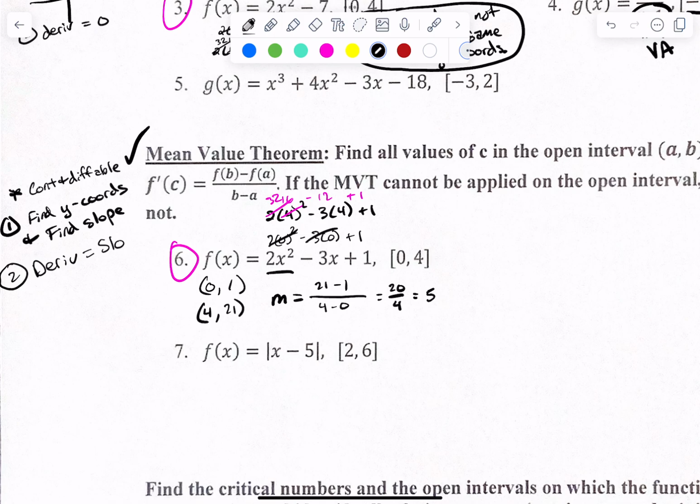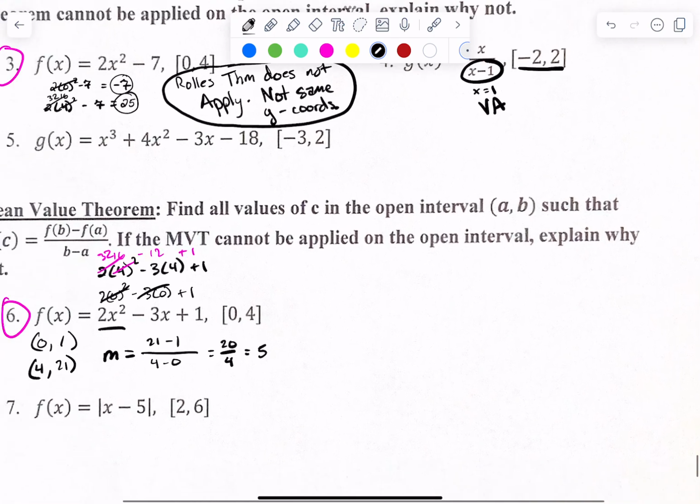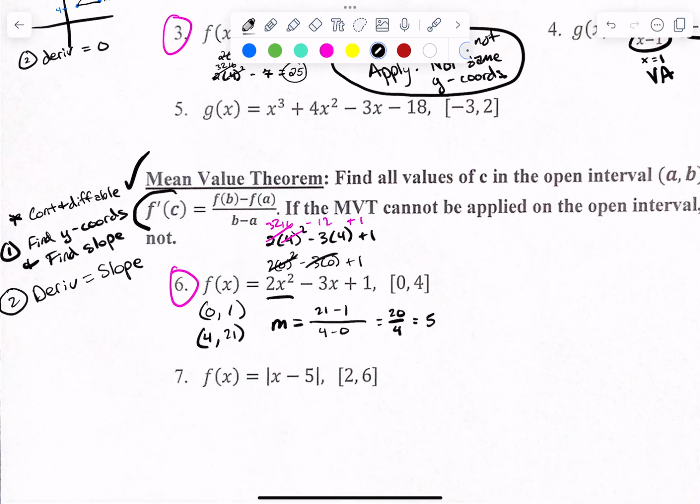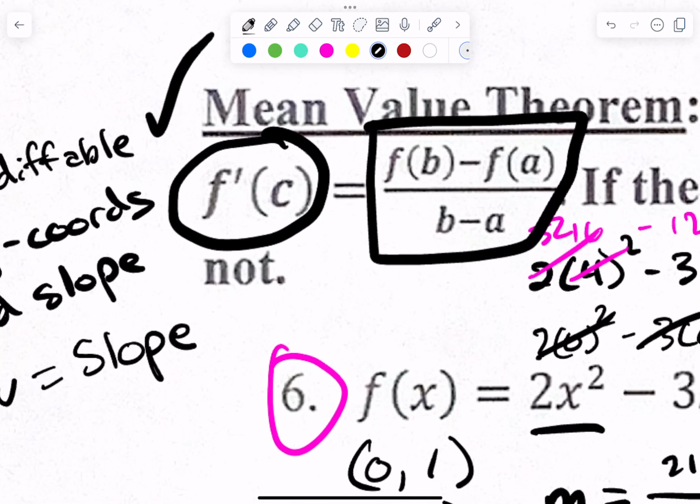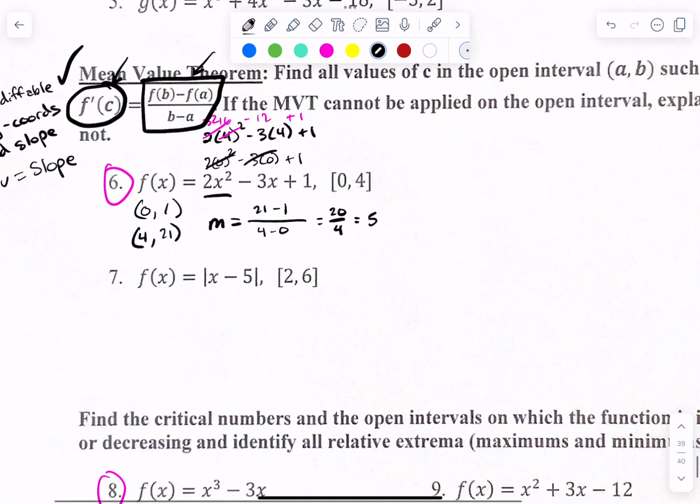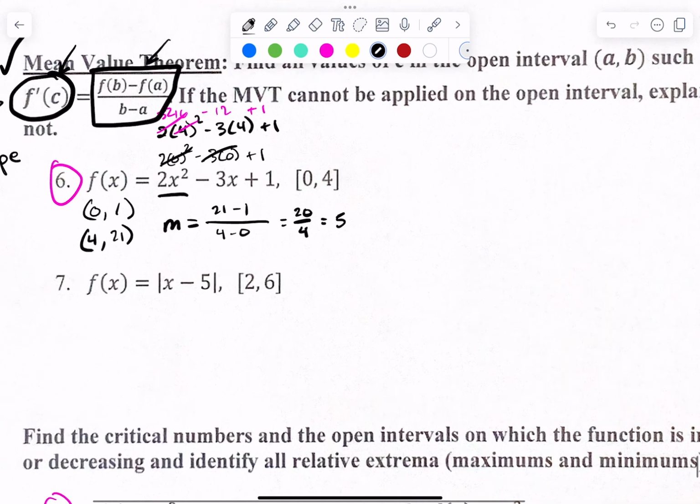equal to the slope. Okay, this is a little bit confusing when they say it up here. They say f prime of c equals f of b minus f of a over b minus a. Do you see that notation that they use? This means your derivative. This guy means your slope. That's just a fancy way of saying that. Okay. All right, so we're going to take our derivative, set it equal to 5.